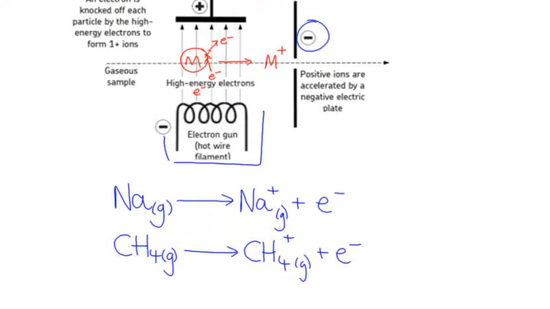We're using high energy electrons to knock off an electron, and you need to be able to describe that in an exam. So you need to be able to say high energy electrons are used to knock off an electron and create a positively charged ion.